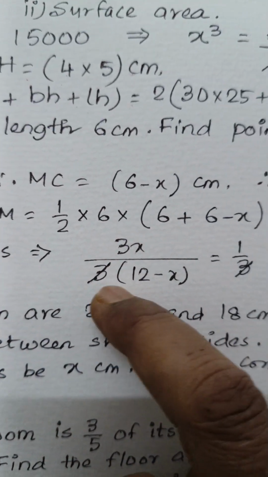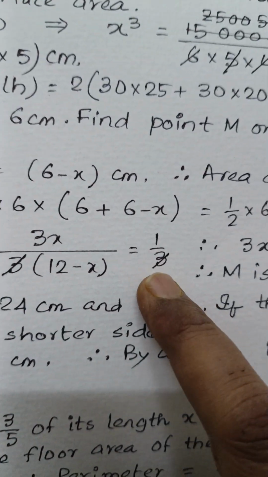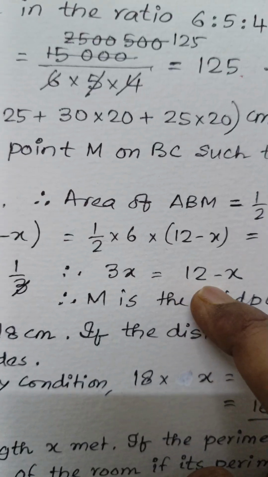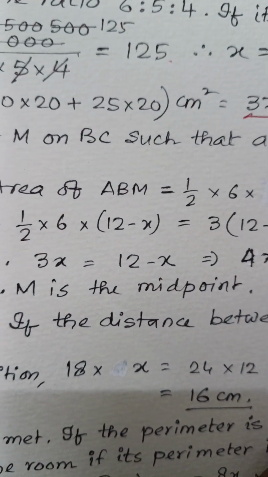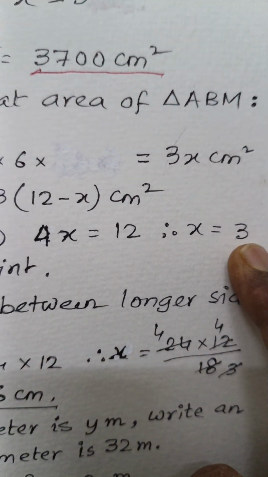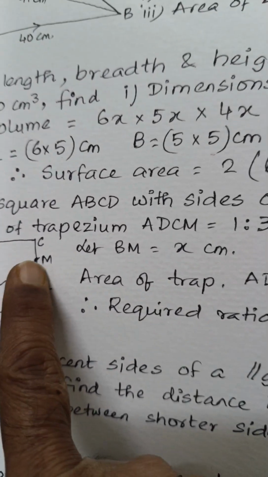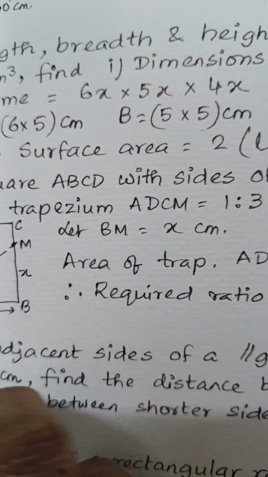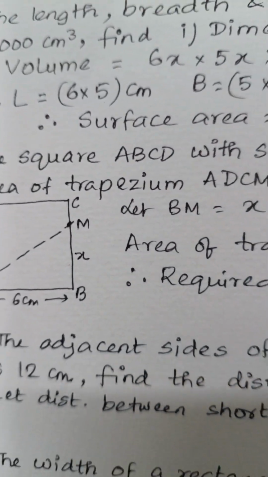Hence, the required ratio is 3x by 3 into 12 minus x. That is 1:3. Therefore, 3x is equal to 12 minus x. Therefore, x is equal to 3. So, M is the midpoint of this figure.